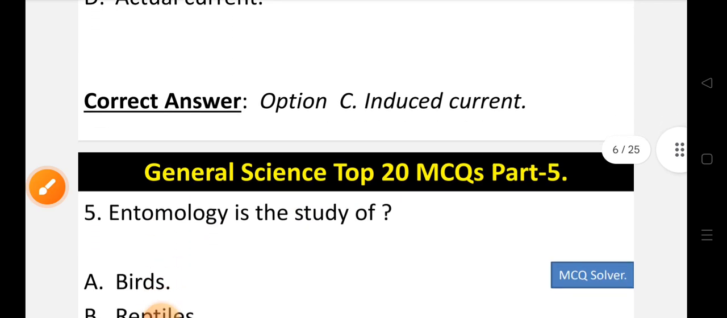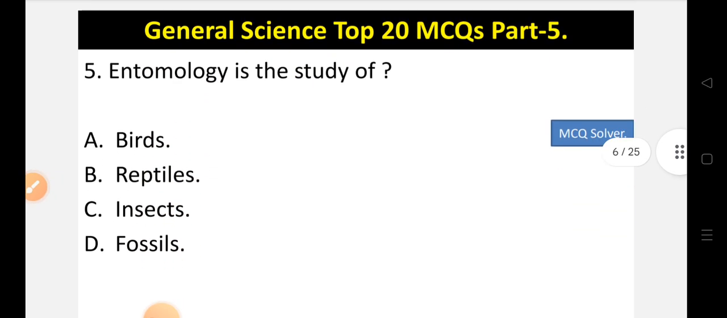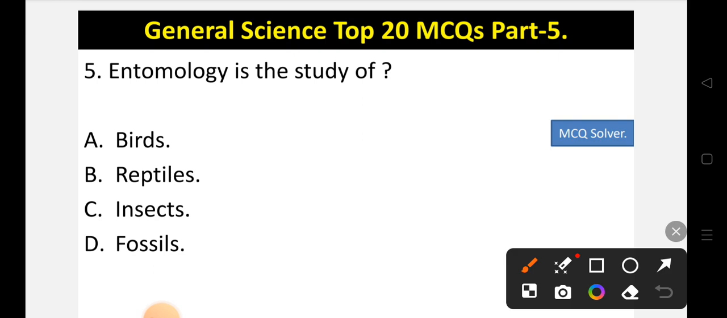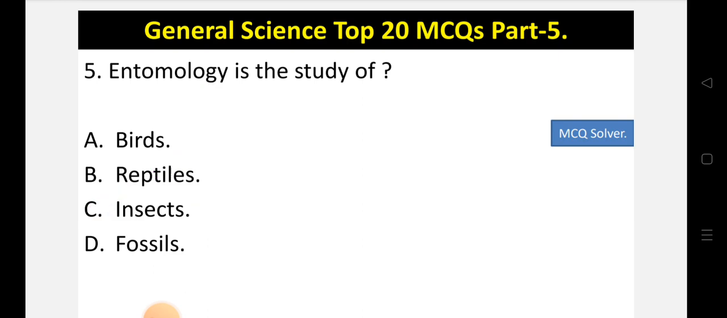Now let's move to question number 5. Entomology is the study of. Entomology is a branch of science related to the study of. The correct option is option C, that is insects. So the study of insects is known as entomology. So C is the correct option.